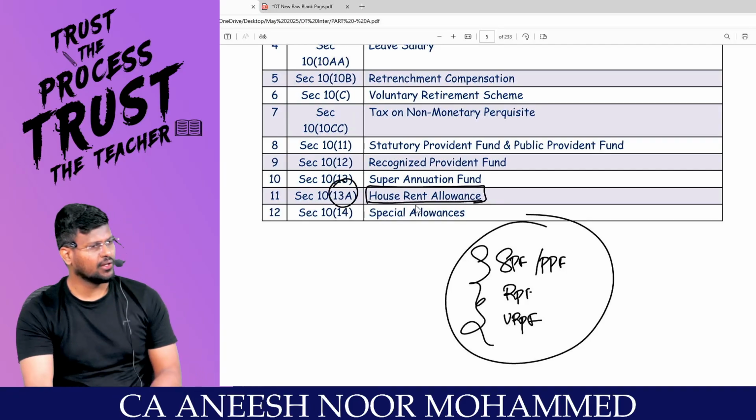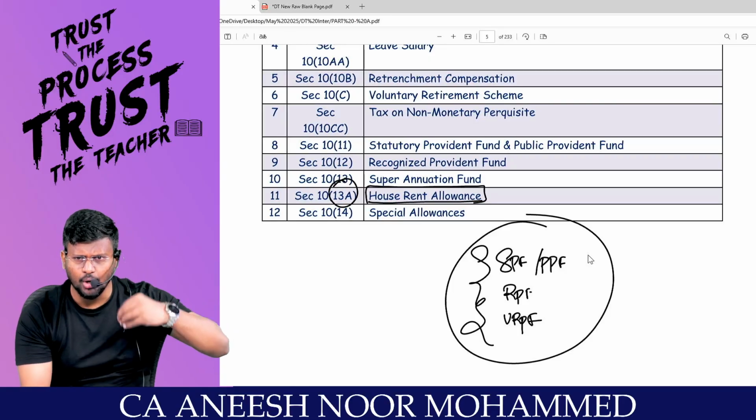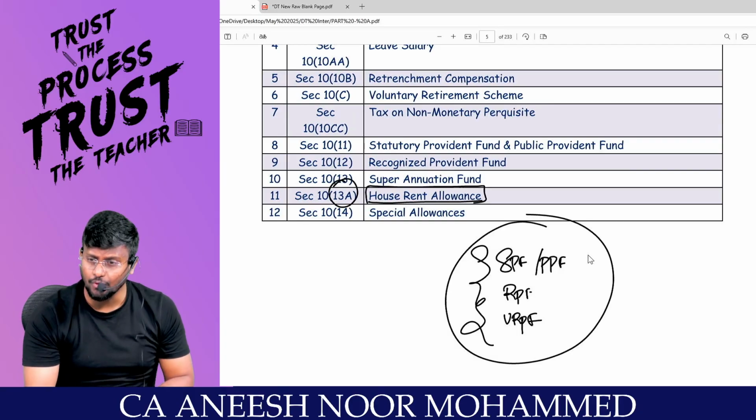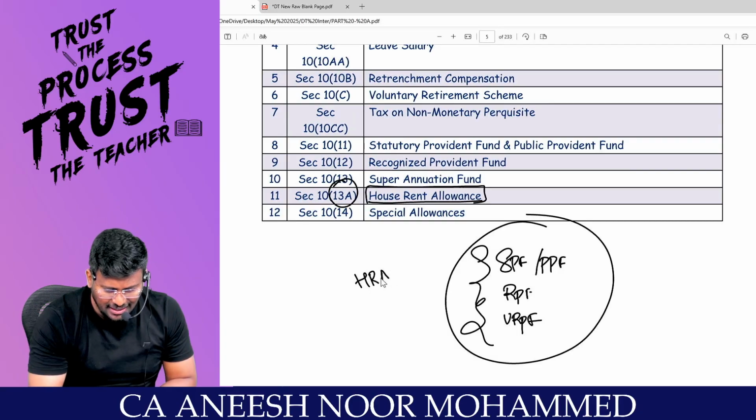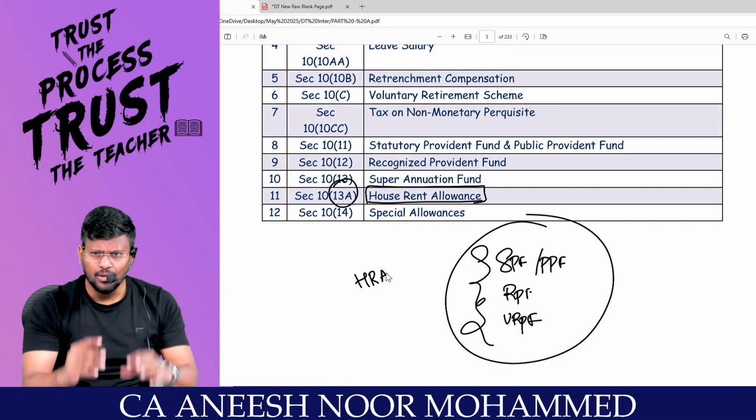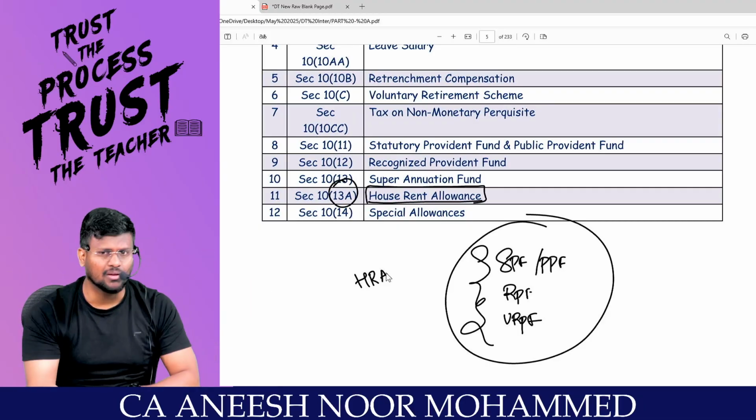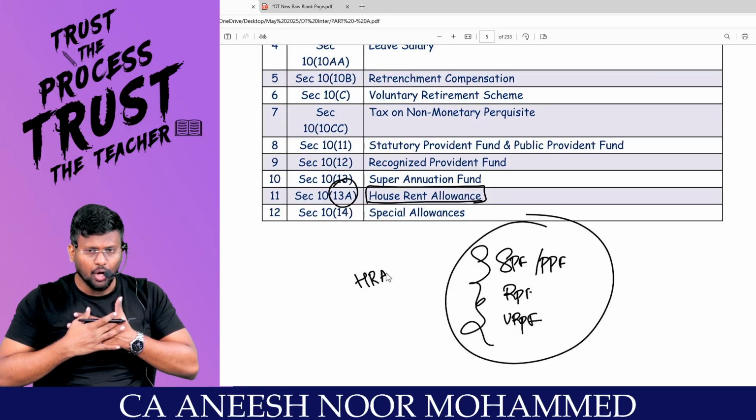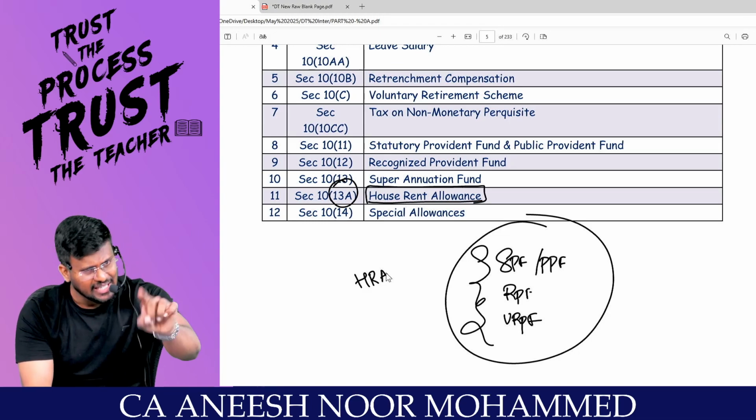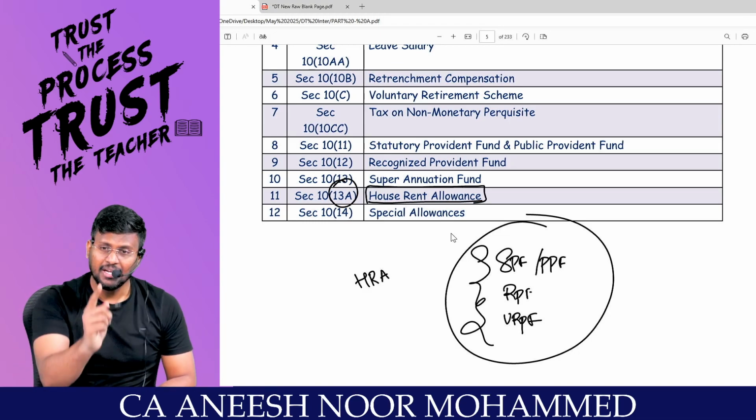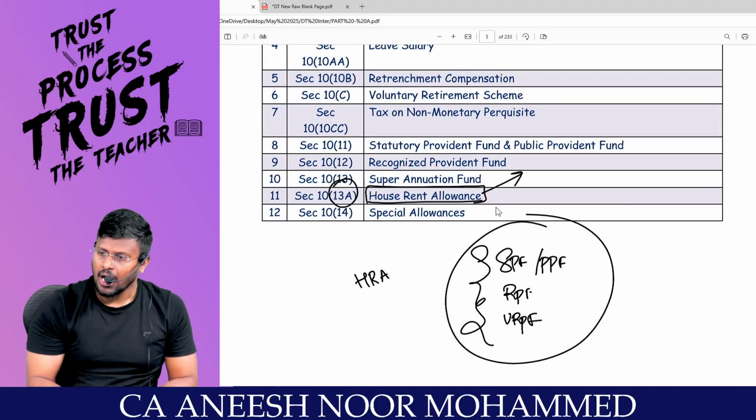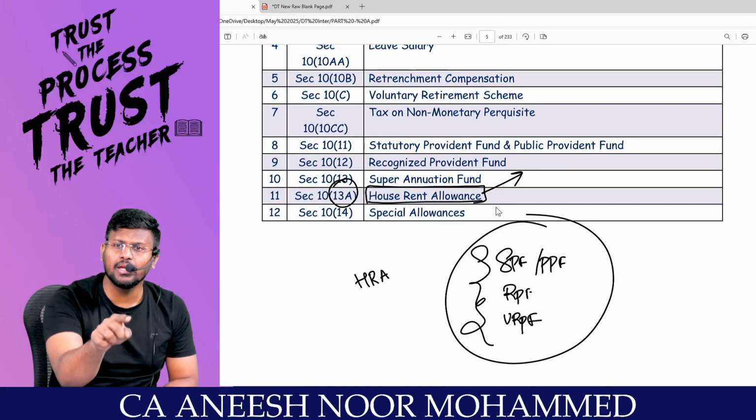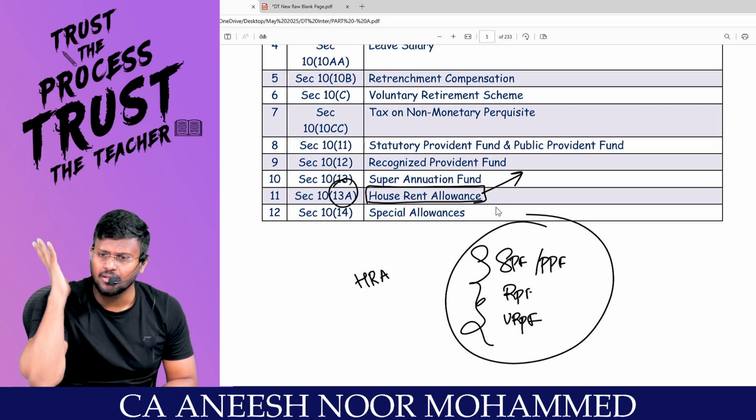Next one is section 10.13A, HRA. For example, I am the employer, you are the employee. You are paying rent for the house, so house rent allowance. We know that two things are there: one is allowance and the other is perquisite. Any allowance paid by the employer to the employee will be treated as income in the hands of the employee. But if that allowance is a house rent allowance, a certain portion is exempted and the remaining will only be taxable. That's what section 10.13A HRA is all about.